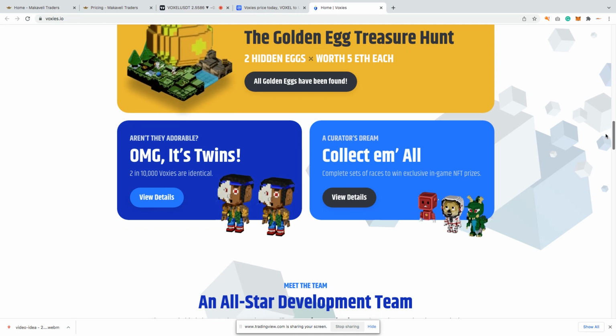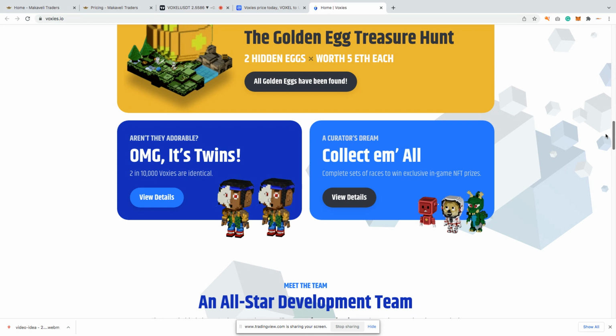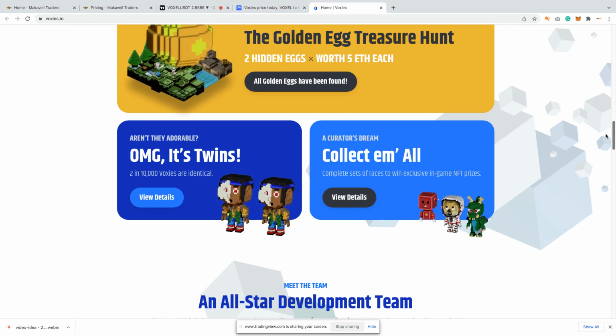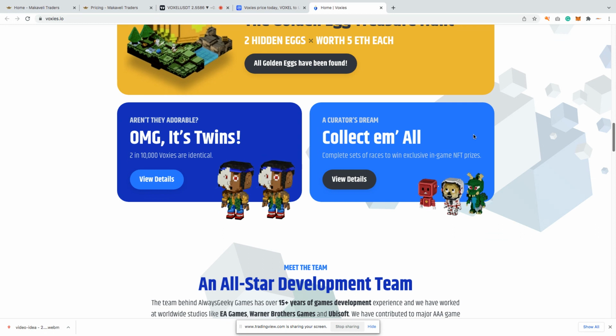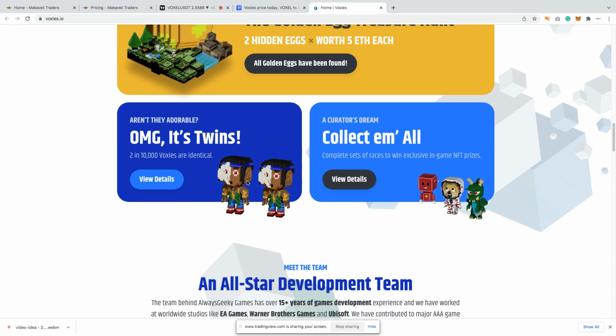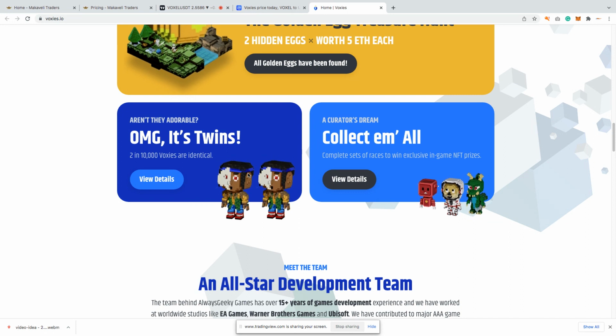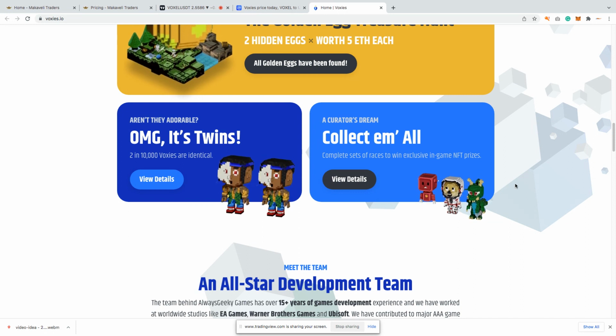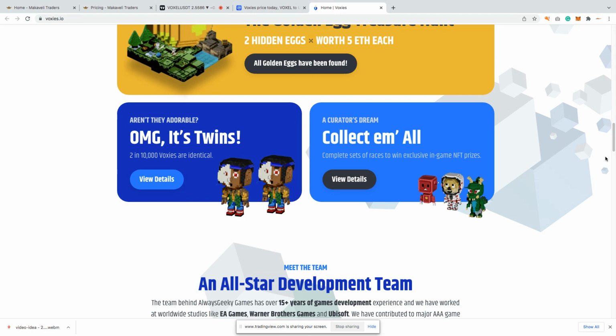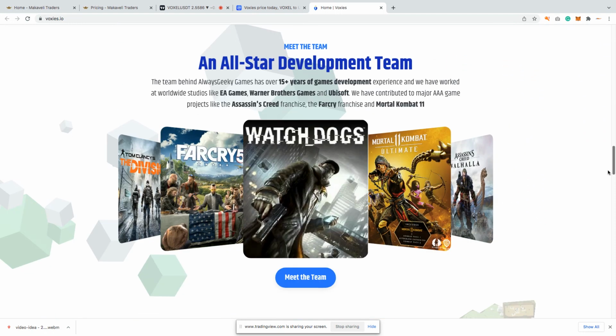Now you can also get two Voxels, just two out of the 10,000, that are twins. They call them twins. They look alike. So are you going to be the one to collect these two twins? Remember, they are NFTs. You can collect as many as possible. Remember, it is free to play.